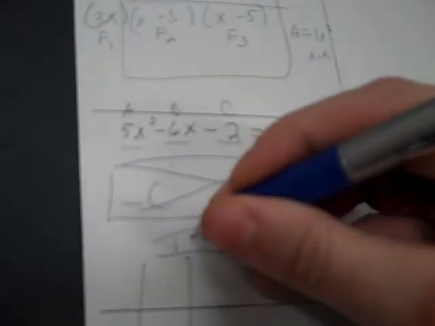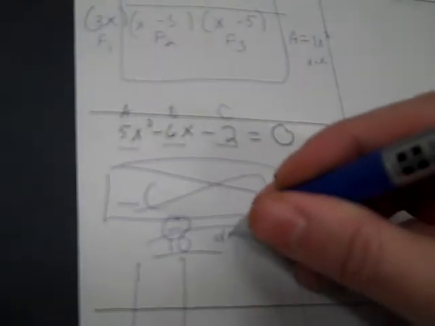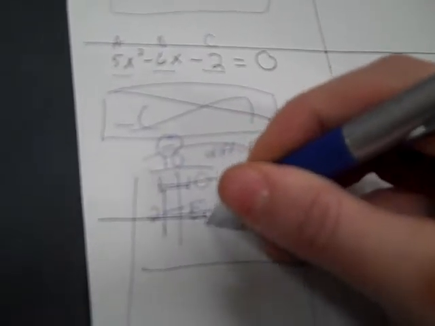Okay, so I take A times C. I'll be taking positive 5 times negative 2, and that's negative 10. So I got a negative product, so that's going to be a difference of 6, okay? 1 and 10, nope. 2 and 5, that's down to 3, so that's a fail, okay? So now I have my quadratic formula.